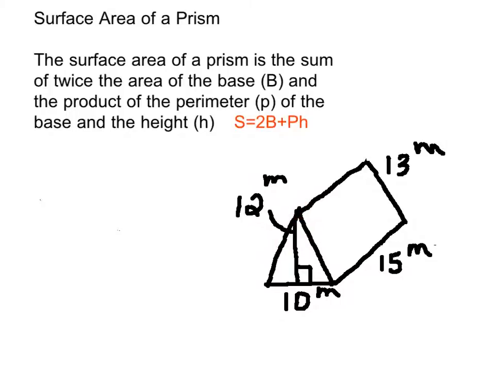So it's 2 times the area of the base, and notice that area is represented with a capital B, plus the perimeter of the base. So again, we would add up all 3 sides of the base times the height of the prism. Now the height of the prism is going to be this distance here. Remember, it's not the height of the face, it's the height of the entire prism. So you could kind of think of this as standing up on end, and this in fact would then be the height.